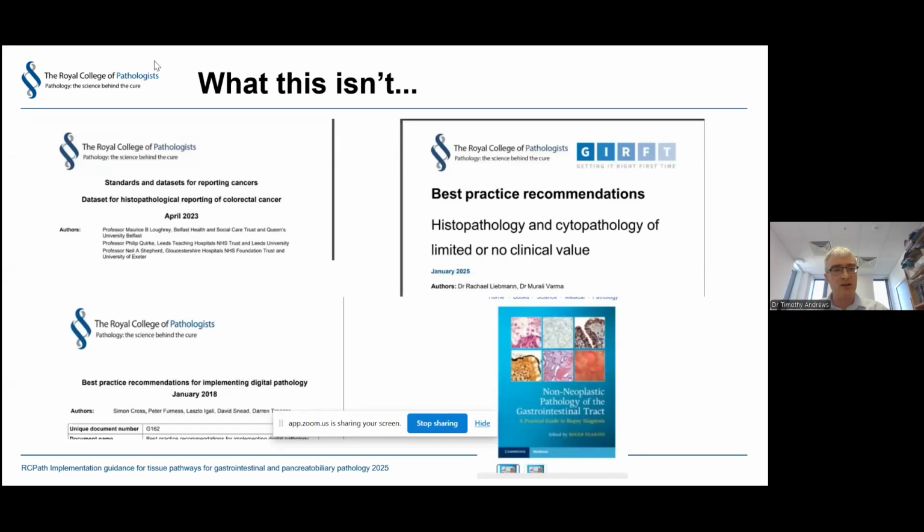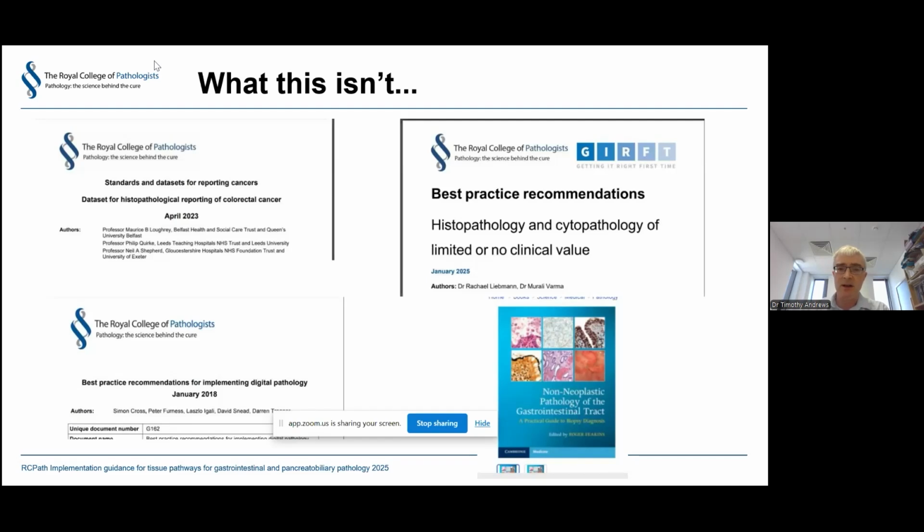I think it's worth just mentioning what we haven't tried to do. This isn't a cancer data set. We've not talked extensively about or got into debates about whether certain specimens are of limited or no clinical value. We haven't talked particularly about digital pathology, and it certainly isn't meant to be an extensive textbook on GI biopsy or resection interpretation. It's meant to be a practical guideline to provide an approach to dealing with this range of non-neoplastic GI and pancreatobiliary specimens.